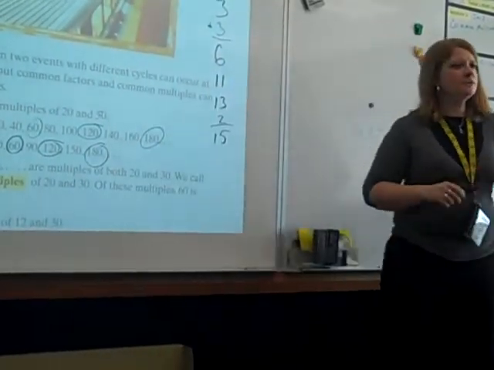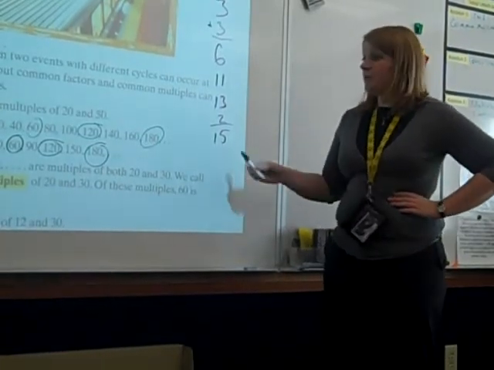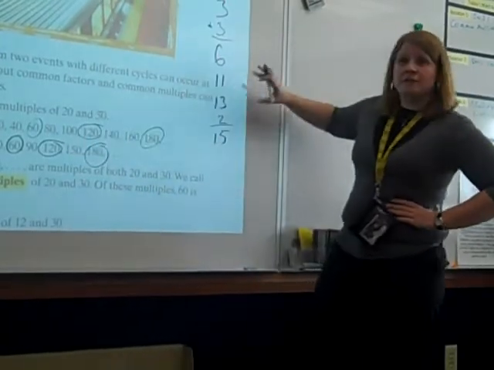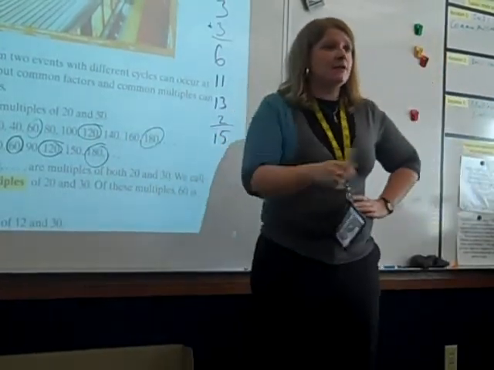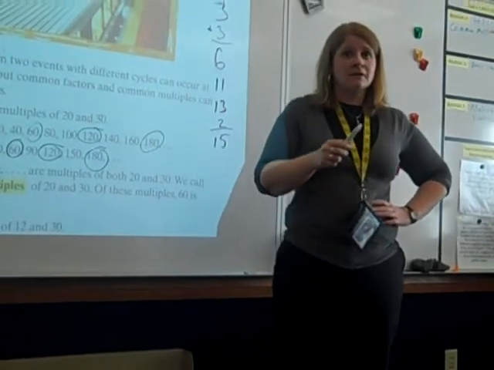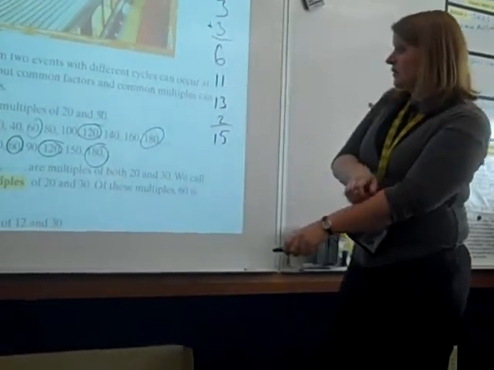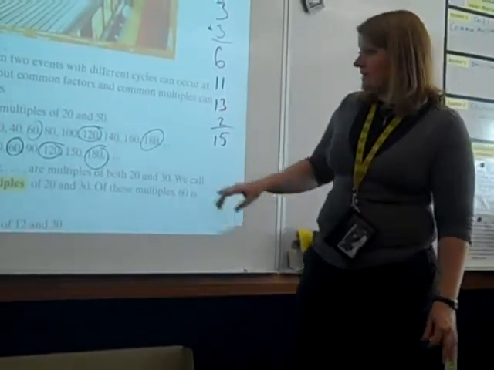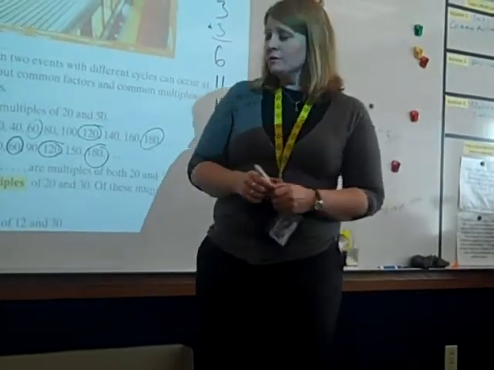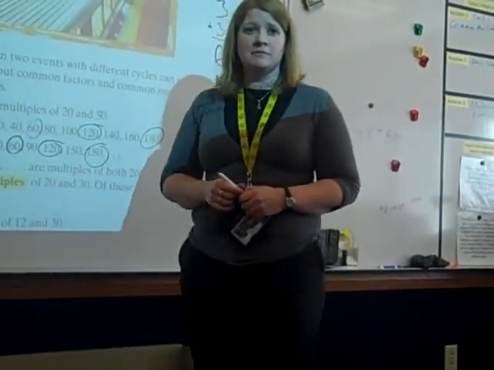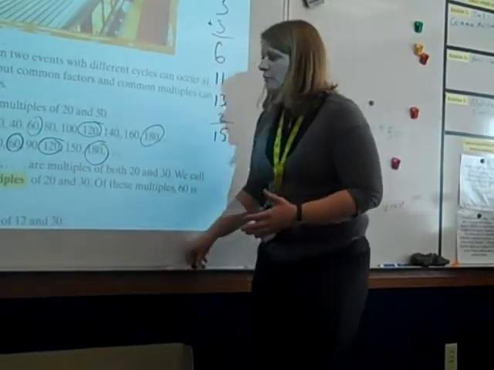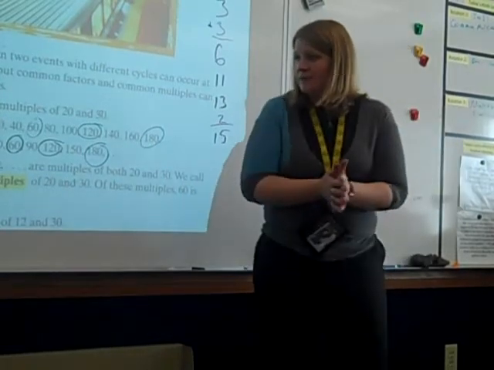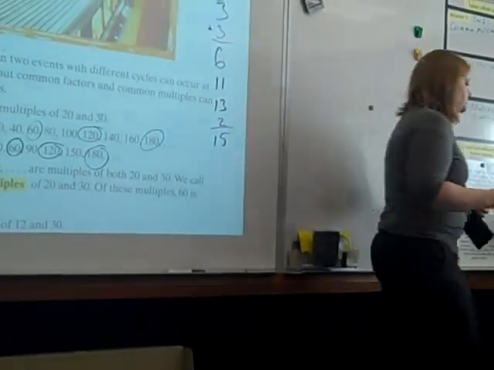Could there be more common multiples? Yep. Is there a limit to how many common multiples we can have? No, because multiples just keep getting bigger and bigger. We can keep multiplying by higher and higher numbers, right? And so as you're doing this, you find your common multiples. Now, our least common multiple is the lowest one that they have in common. This is something that we may need to use for different reasons, and we'll get to those as we move along.